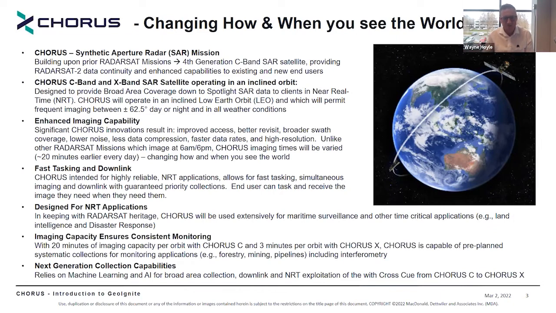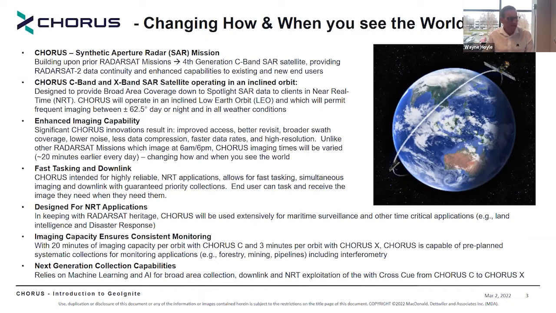And I'm assuming that a lot of the folks that are dialed in for this conference are very familiar with the RADARSAT-2 and the RCM products that are being produced on a daily basis. One of the key differences that we're going to see with Chorus is it is not just a C-band SAR satellite, but it also has a trailing X-band satellite, and it's going to be operating in an inclined orbit. And I'll explain a bit more about that later on. It's designed to allow us to have very broad area coverage, and also higher resolution spotlight data, and very specific for some near real-time applications.